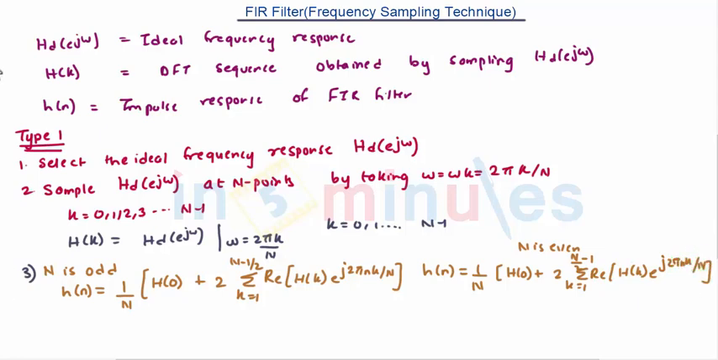And the final step is taking Z transform of impulse response. The Z transform of impulse response is given as H(z) equal to Z transform of h(n), and by using the definition of Z transform, summation n equal to 0 to N minus 1 h(n) z^(-n). This is the type 1. Let us see type 2.